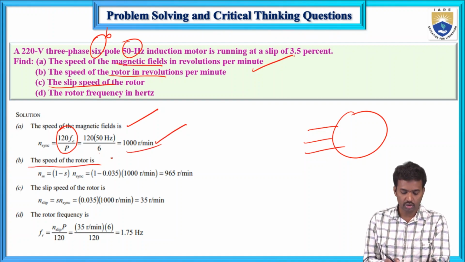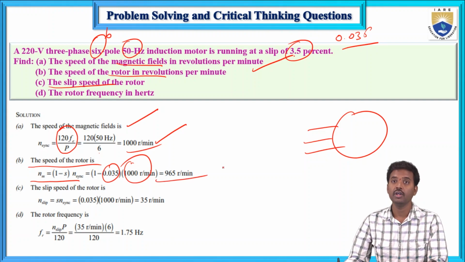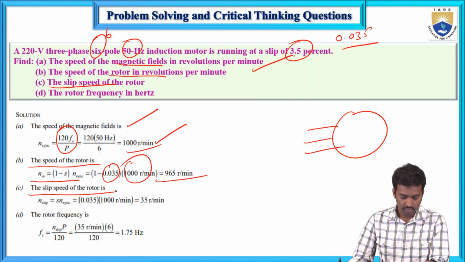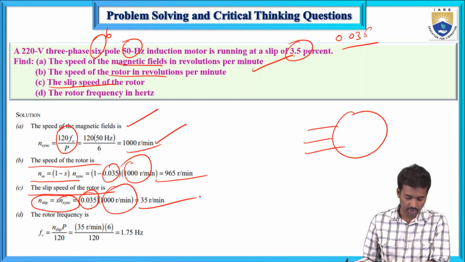For the second question, the speed of the rotor in revolutions: rotor speed NR equals NS times (1 minus S). The slip value is 3.5%, that means 0.035. This is the slip and this is the synchronous speed, in RPM, so 965 rotations per minute. Next, the slip speed of the rotor is N into S, which means 35 rotations per minute.